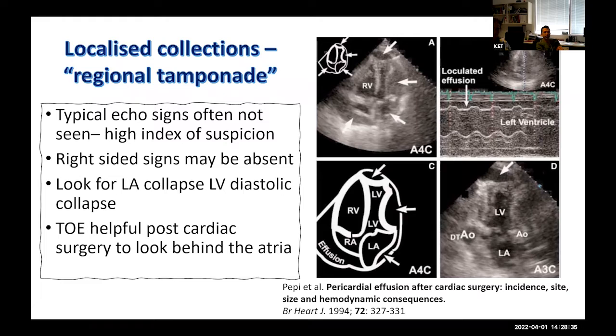When we refer to localized collections, quite often what we mean is patients who've got tamponade due to hematoma post-cardiac surgery. And quite often that's going to be behind the right atrium, and it's very difficult to see that with a transthoracic. So if you are considering that somebody post bypass has a problem, then you really should do a transesophageal echo.